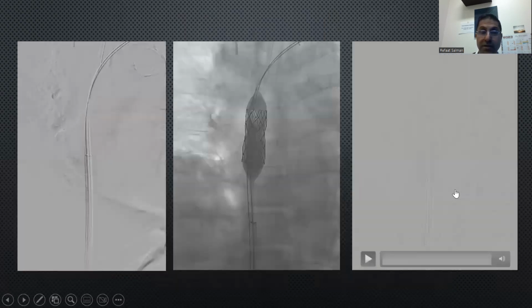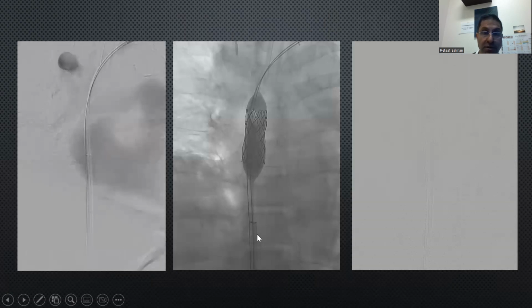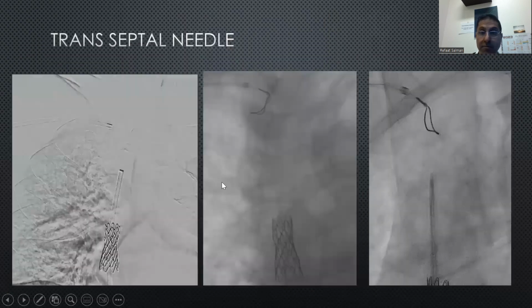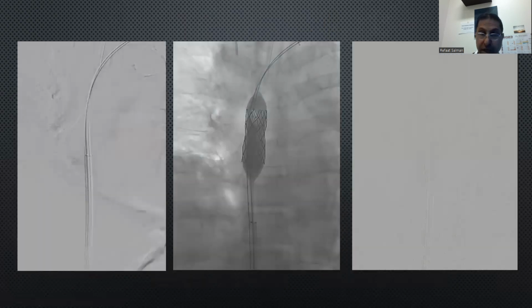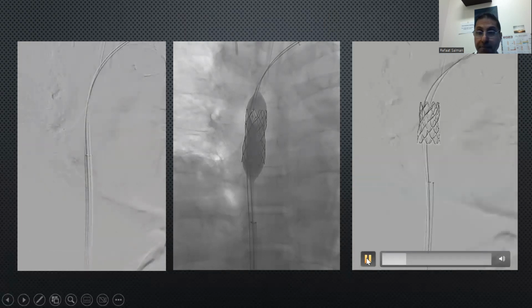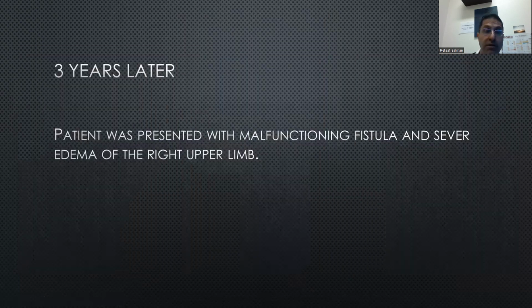A 7mm balloon was used for dilatation, and a stent was placed successfully. Sorry, I have to go back. And the symptoms were resolved. So the patient has no SVC symptoms anymore, but he came back 3 years later with malfunctioning fistula.